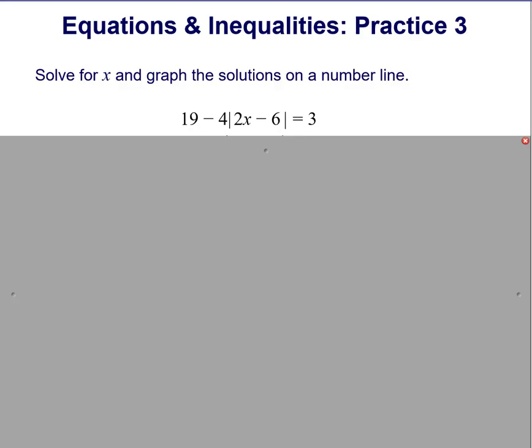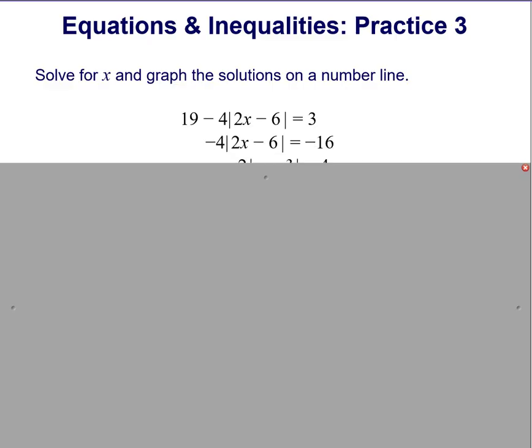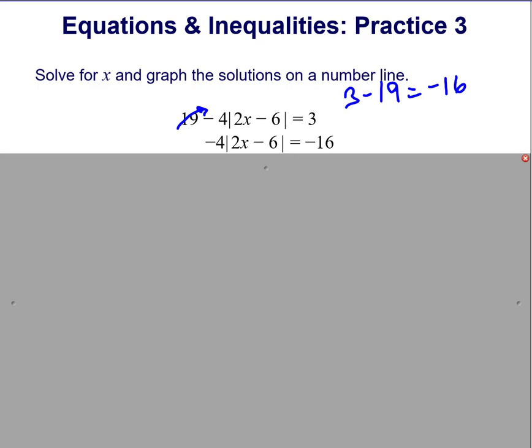So my first step is to go ahead and subtract 19 from both sides. So I take 19 away from here, and 3 minus 19 is going to leave me with a negative 16. So that's how we get negative 4 times the absolute value of 2x minus 6 is equal to a negative 16. Now my next step, I'm going to divide both sides by negative 4.